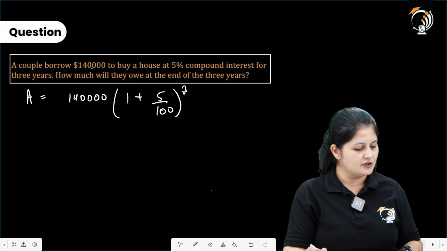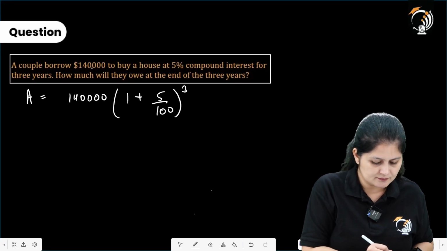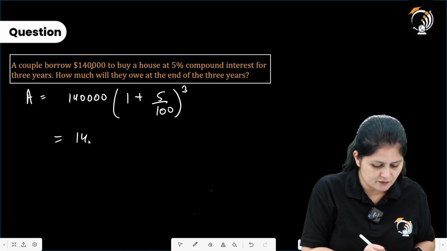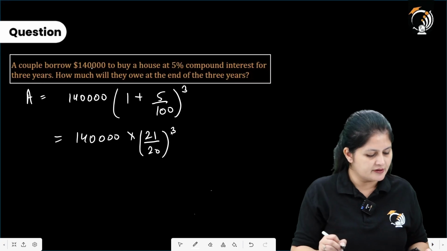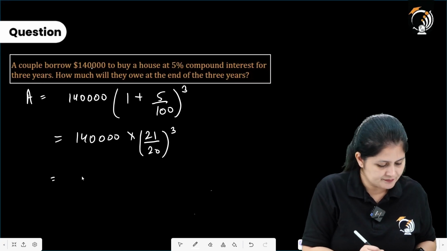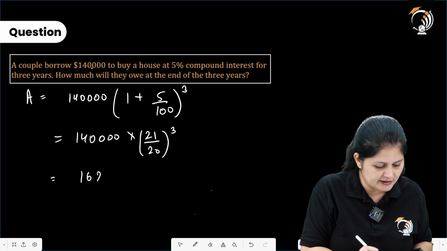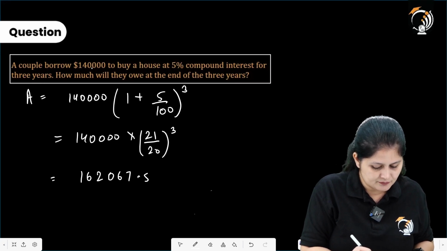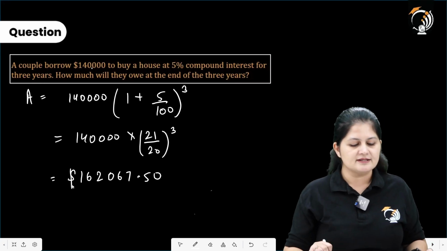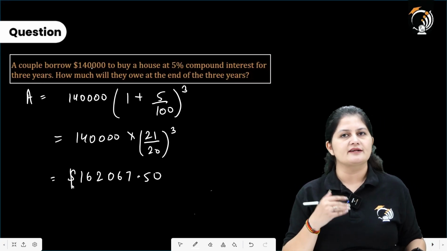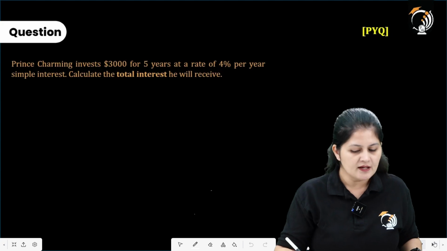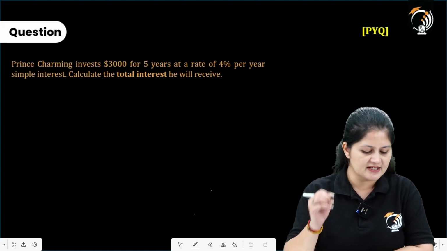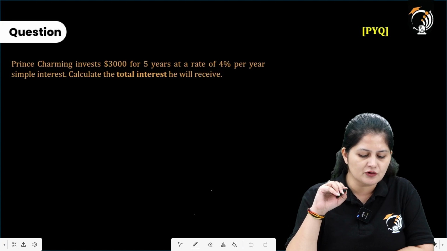So let's do the calculation here. So this is 1/4. Let's use the calculator. What are we getting as the answer? After doing the calculation, we are getting it as 0.50. That is the amount that they need to repay, or the amount they are going to owe after 3 years. Clear?